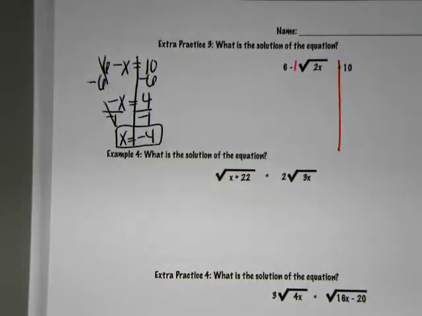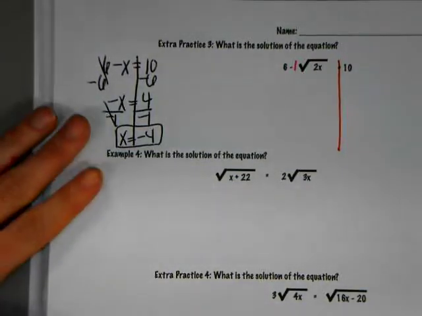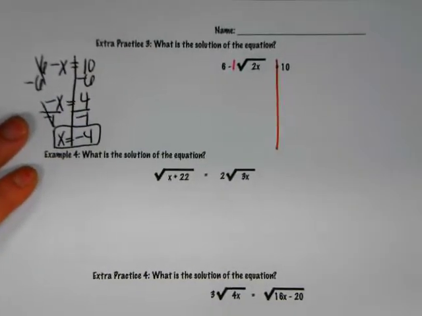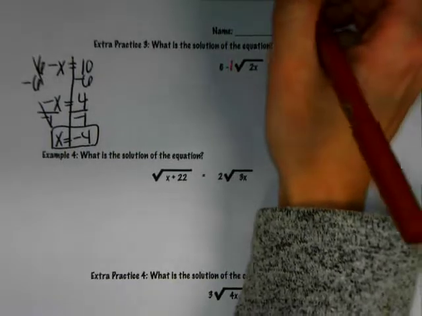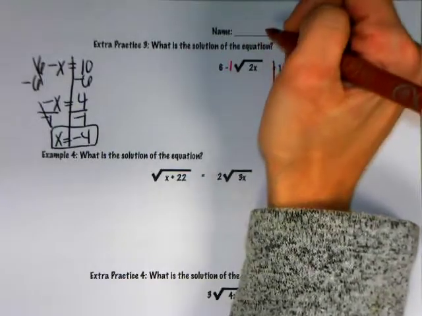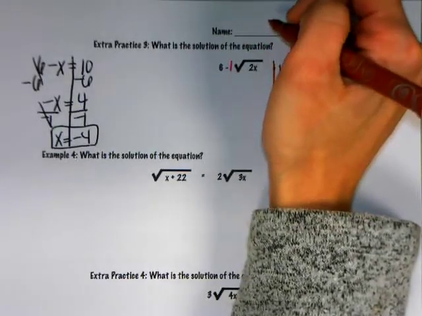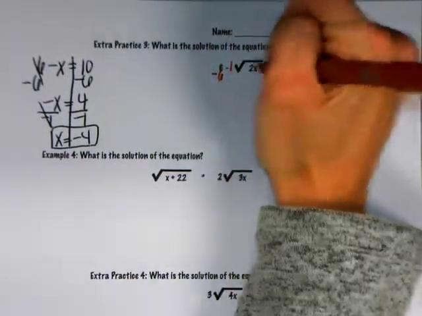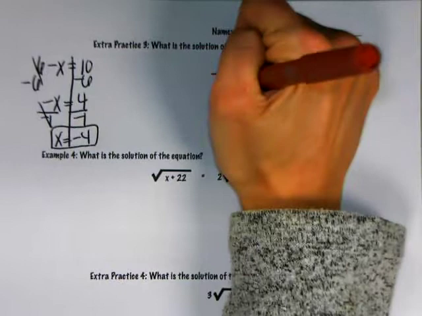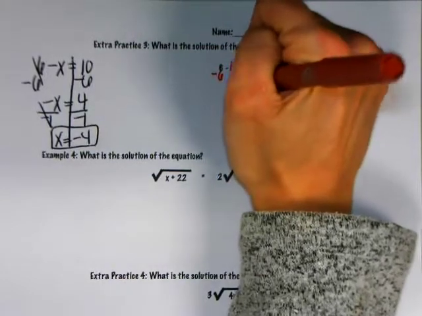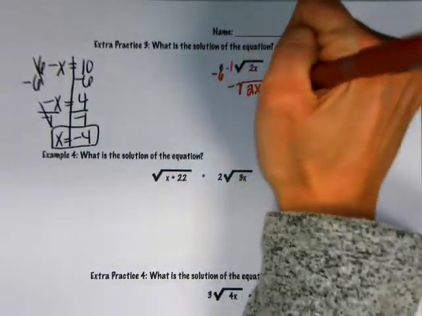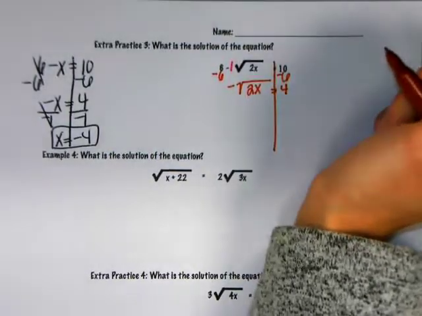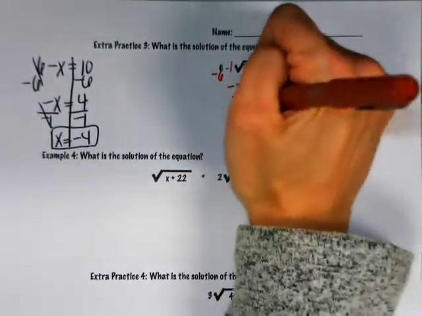Okay, can I do this one? Yeah, ready? Okay, so what do we do first on this one? Yep, minus 6. Okay, then what? Yeah, divide by negative 1.